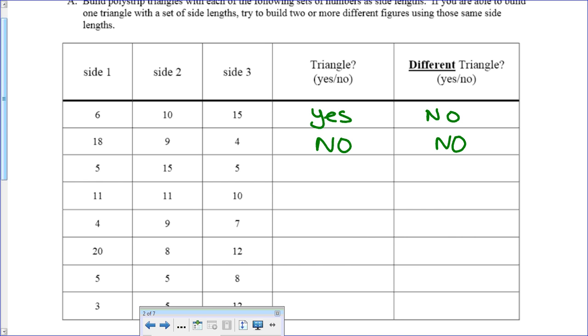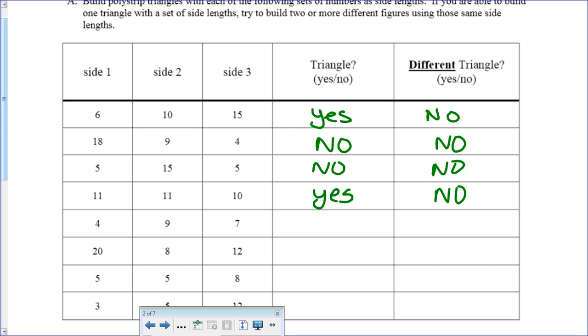All right, good. What about the 5, 15, 5? No, you shouldn't have been able to make one. If you're able to make one, you obviously changed its dimensions or you bent it. Remember, you can't bend them. So that's a no. What about the 11, 11, 10? Yeah, that was a yes. Could you make a different one? No. A different one meaning the same dimensions. You can't. It's the same triangle. Again, if they rotate, it's still the same triangle, right?